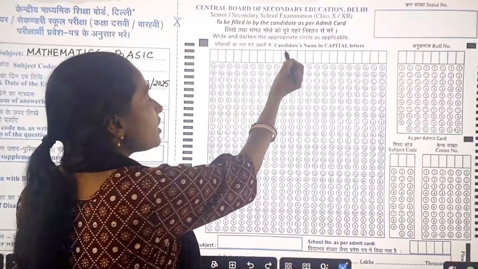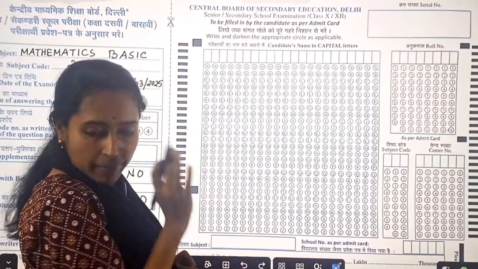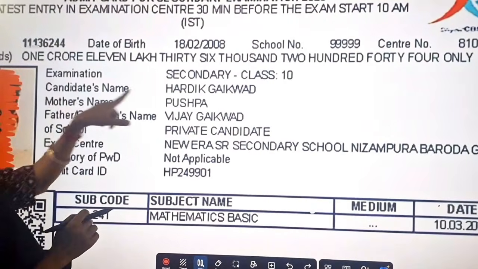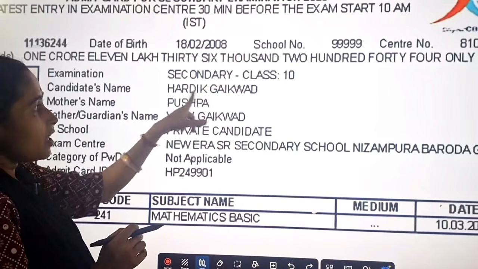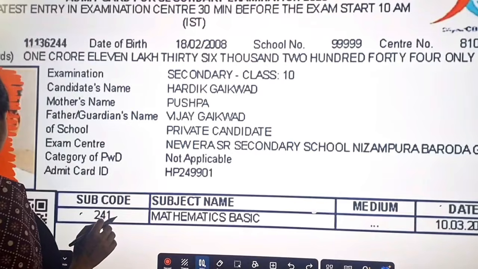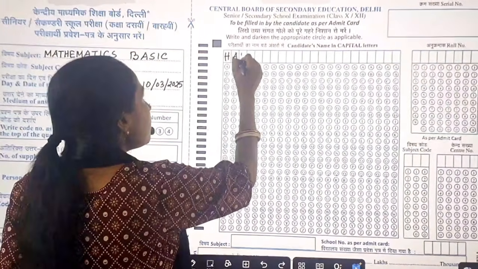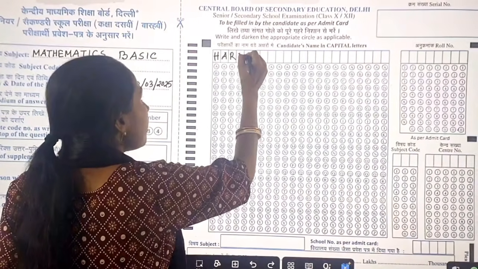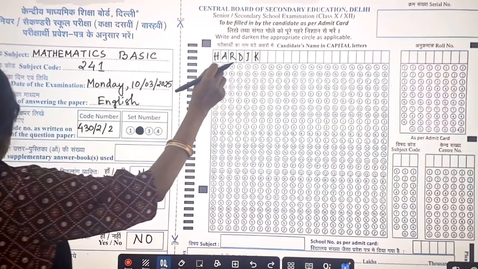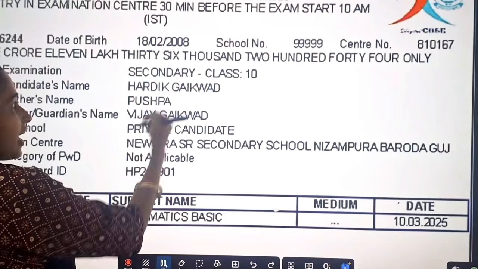After that we will go here. Now what is written here? First written is candidate's name in capital letters, so you have to first write your name in capital letters. Whose admit card I am following, see, the candidate's name is written Hardik Gaikwad, so the same name we will write here. Spelling is Hardik, so we will write Hardik. After that, you need to keep one box space, then you will write the surname. Surname is Gaikwad.